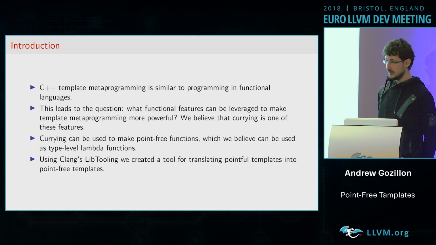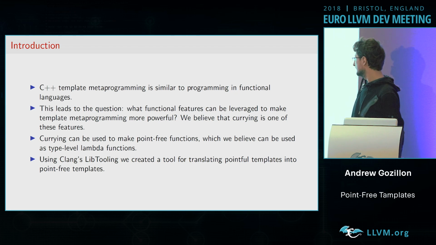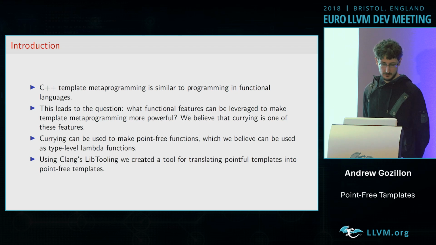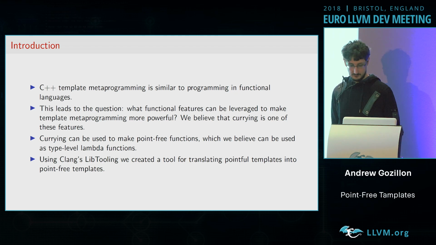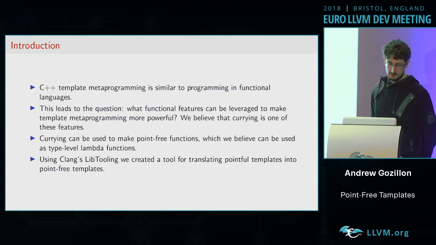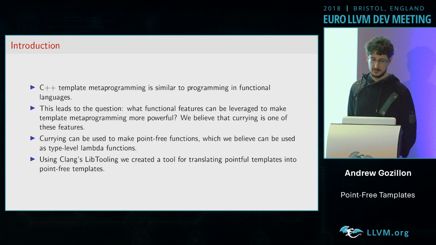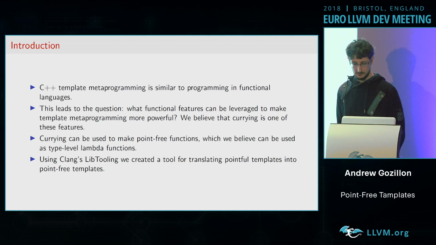We decided that currying is one of these things. Currying can enable interesting features like point-free functions, and we believe these point-free functions can be used as type-level lambdas. So we've developed a Clang LibTooling that translates pointful templates into point-free templates.